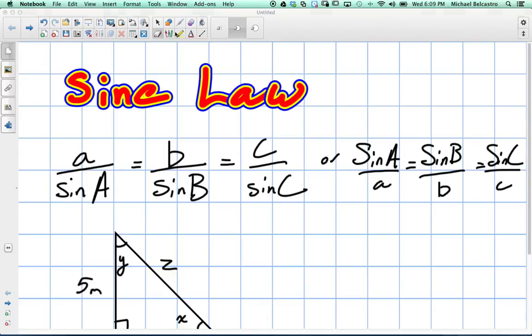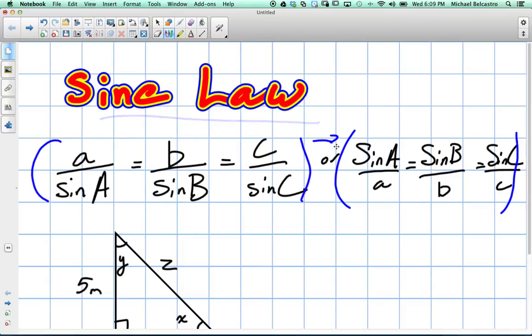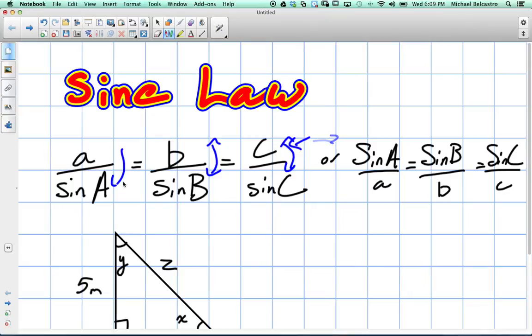Okay, so we're going to go over sine law, and I've written out two of the formulas. Though I've written two of them, they're actually the exact same formula. If you notice, this one is just the reciprocal of this one. What I mean by that is the top and the bottom have flipped for all of them. You can do this for any formula, so really you only have to memorize one.